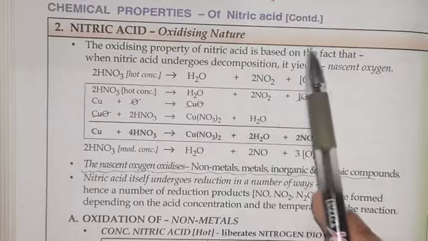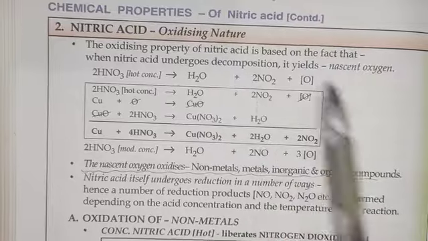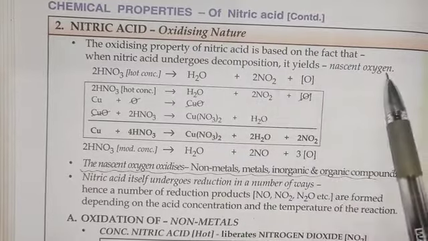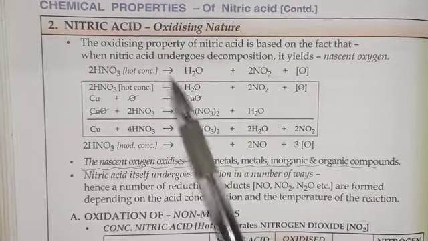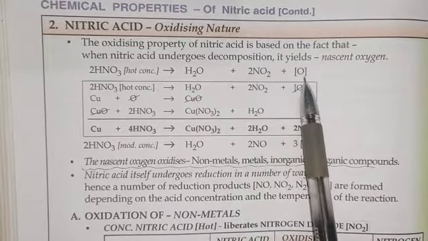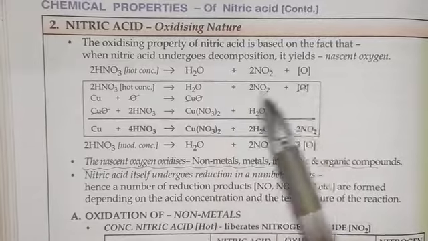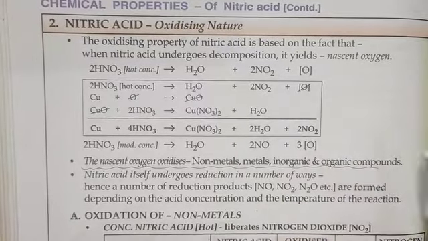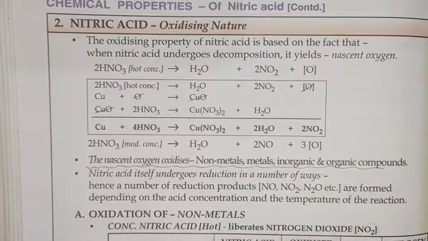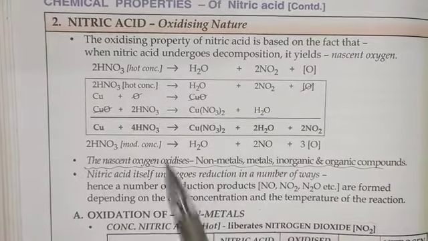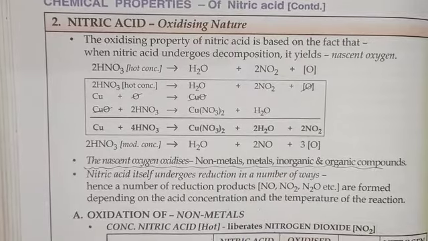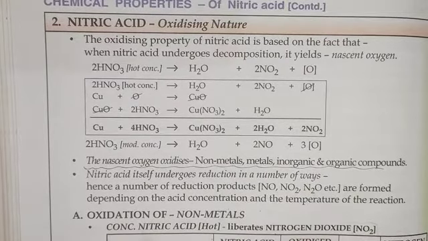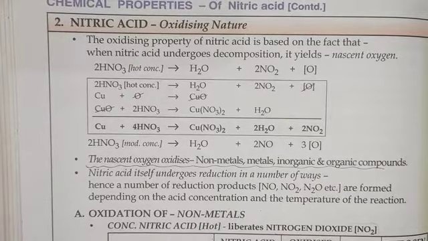Chemical properties of nitric acid. It has a strong oxidizing nature and it yields nascent oxygen. So 2HNO3, hot concentrated, gives H2O plus 2NO2 plus nascent oxygen. We know that nascent oxygen is a strong oxidizing agent. So the reaction of copper with HNO3 gives copper nitrate, water and nitrogen dioxide. The nascent oxygen oxidizes non-metals, metals, and inorganic and organic compounds.